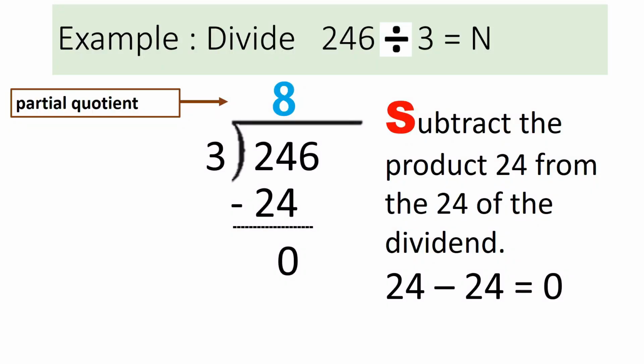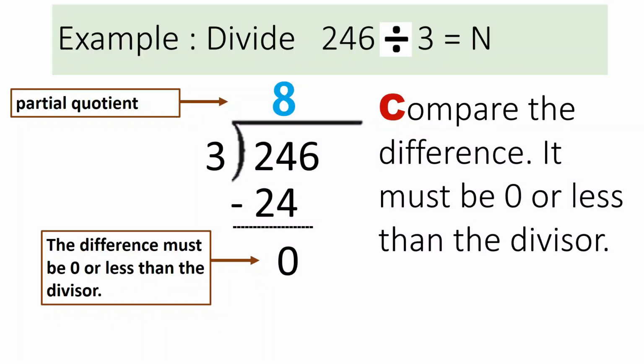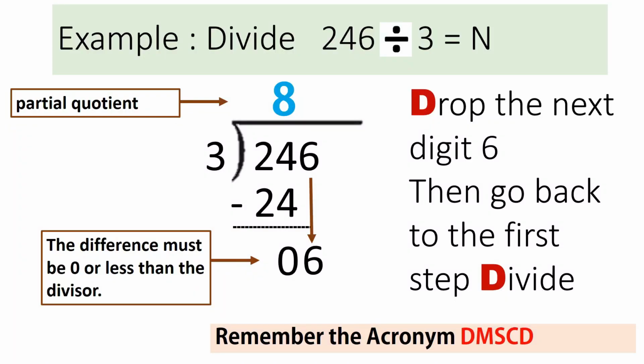Now let's go to letter S, which is subtract. Subtract the product 24 from the 24 of the dividend. 24 minus 24 equals 0. After that, we have C for compare. Compare the difference. It must be 0 or less than the divisor. And then drop the next digit 6. Then go back to the first step, which is divide.